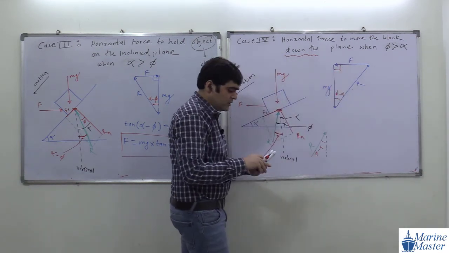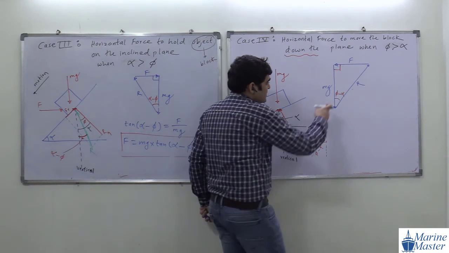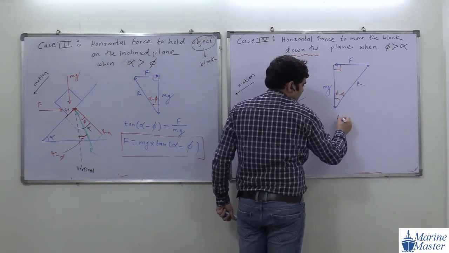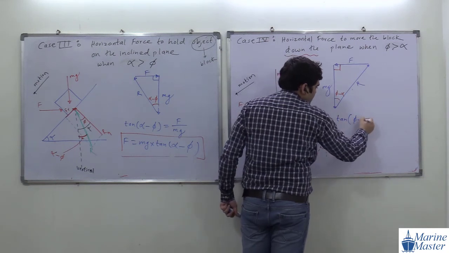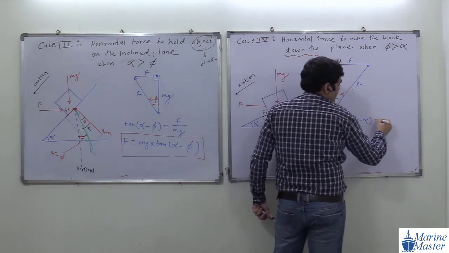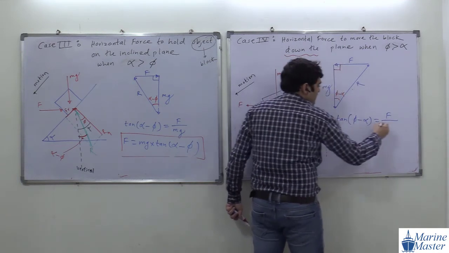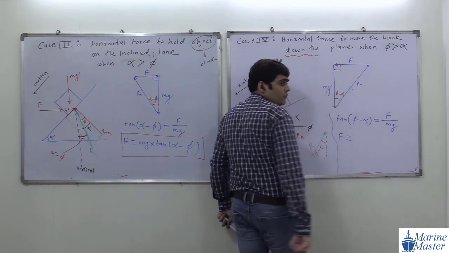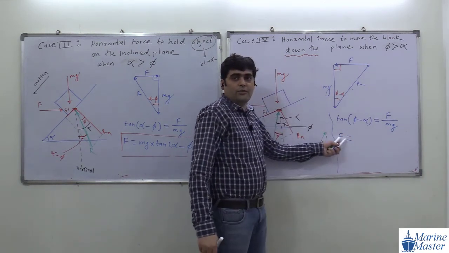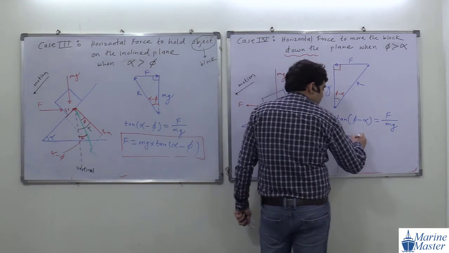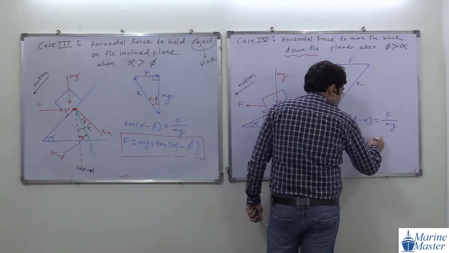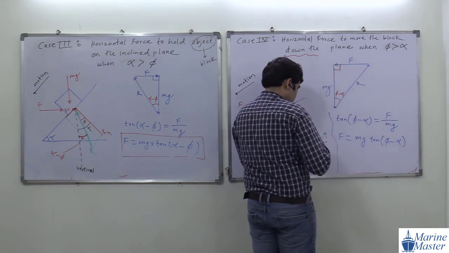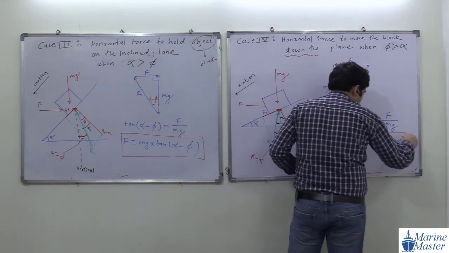Guys, any doubt in this discussion? So this is opposite and this is adjacent. Opposite over adjacent means tan of phi minus alpha. Opposite is F and adjacent is mg. So for this scenario, F will be equal to mg tan of phi minus alpha. Okay guys, are you getting my point?